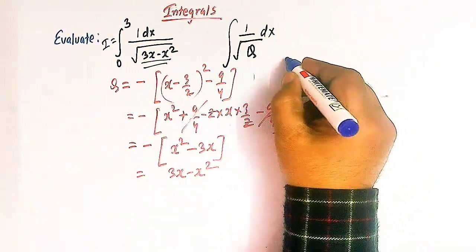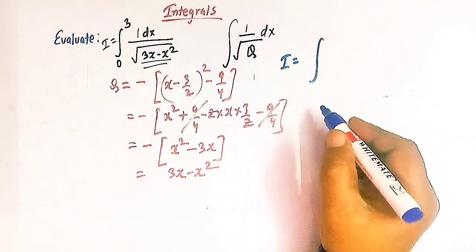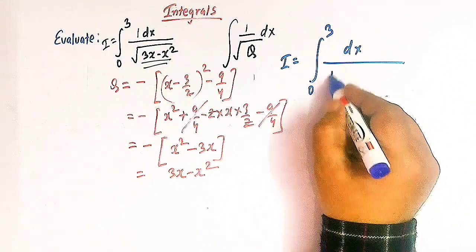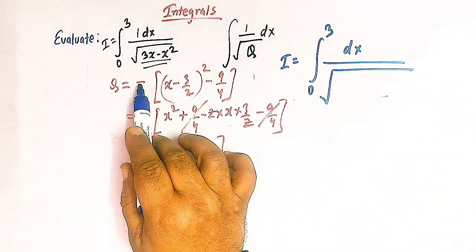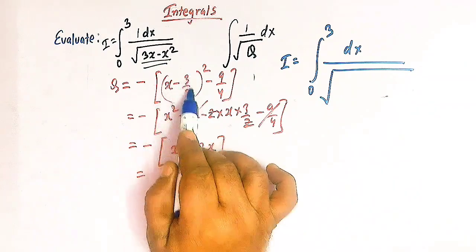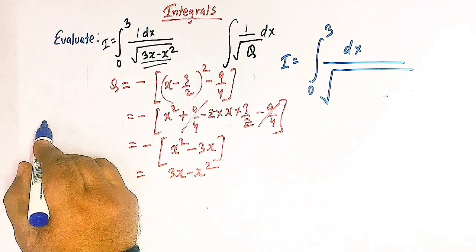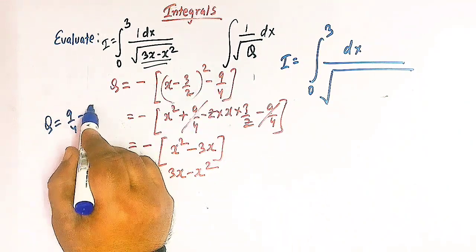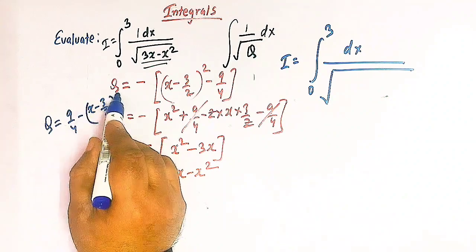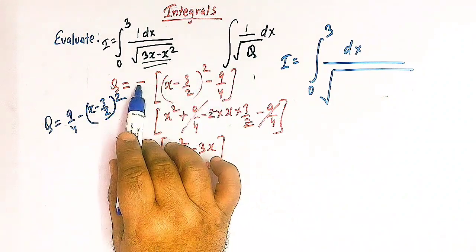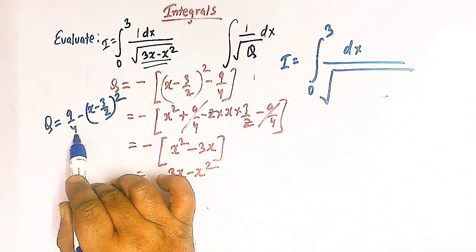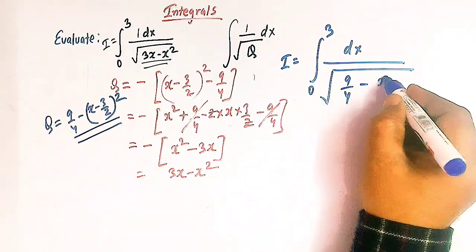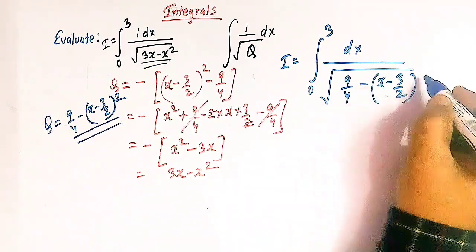So now we can write our integral I as 0 to 3, then we have dx, and here we have square root of minus (x - 3/2)^2 - 9/4, which can also be written as 9/4 minus (x - 3/2)^2, right? So multiplying these two terms by a negative sign, we have now this quadratic polynomial. So we can write it as 9/4 minus (x - 3/2)^2.